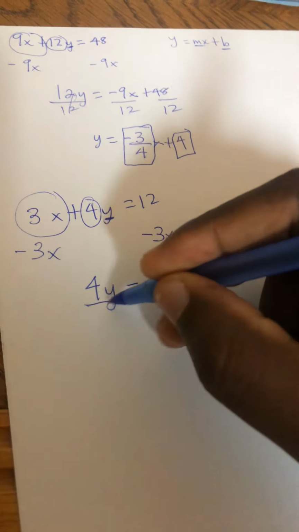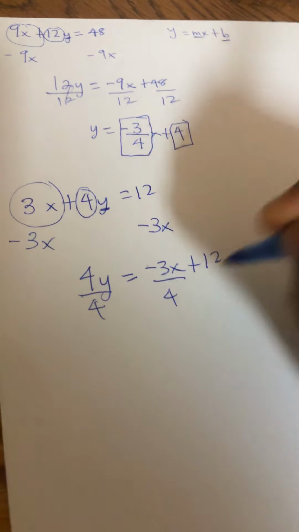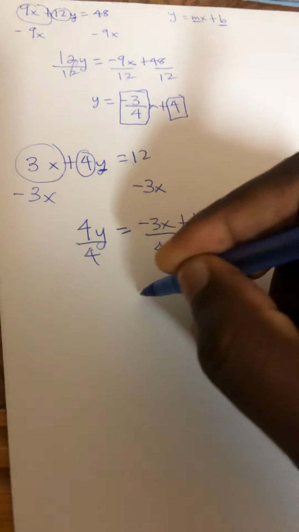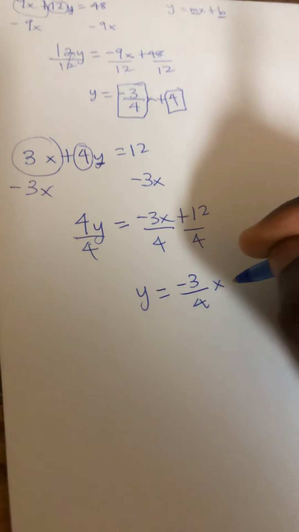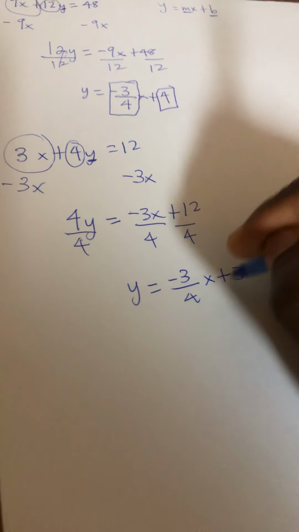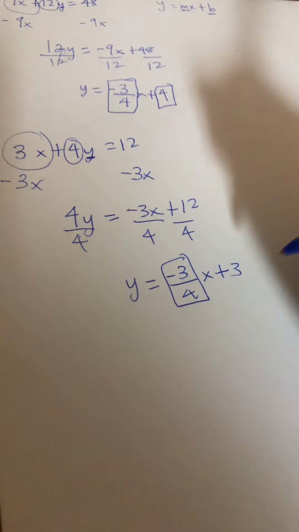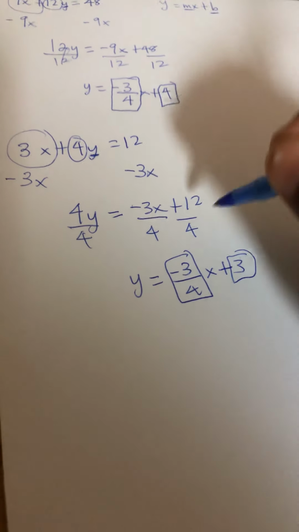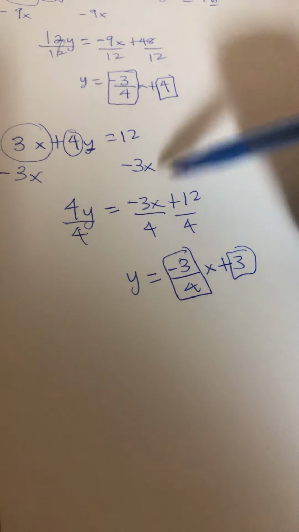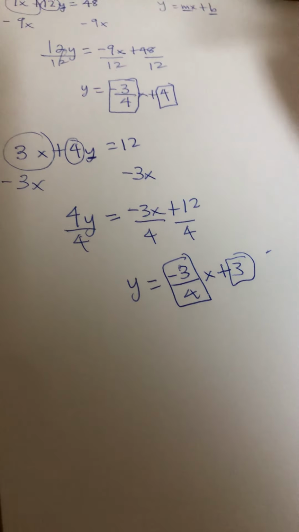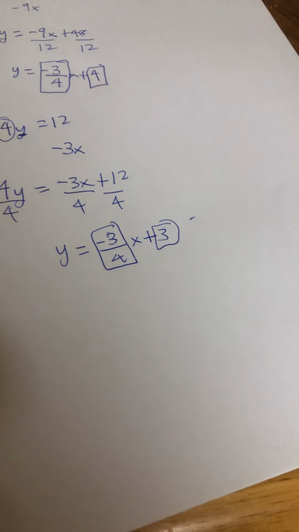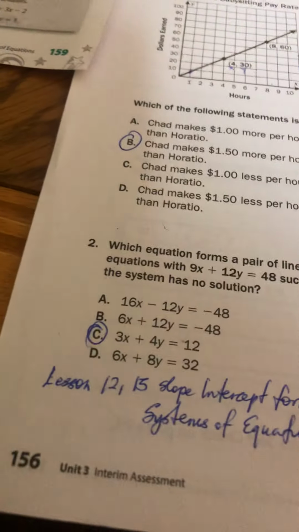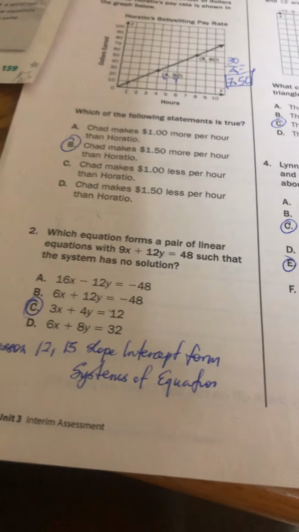And then I'm going to divide by 4. So I'm going to get y equals negative 3 over 4x, and 12 divided by 4 is 3. So my slope here is negative 3 over 4, and my y-intercept is 3. You see how we have the same slope, but different y-intercept? That's how we can tell that this equation has no solution, okay? Which is what makes number 2 C.